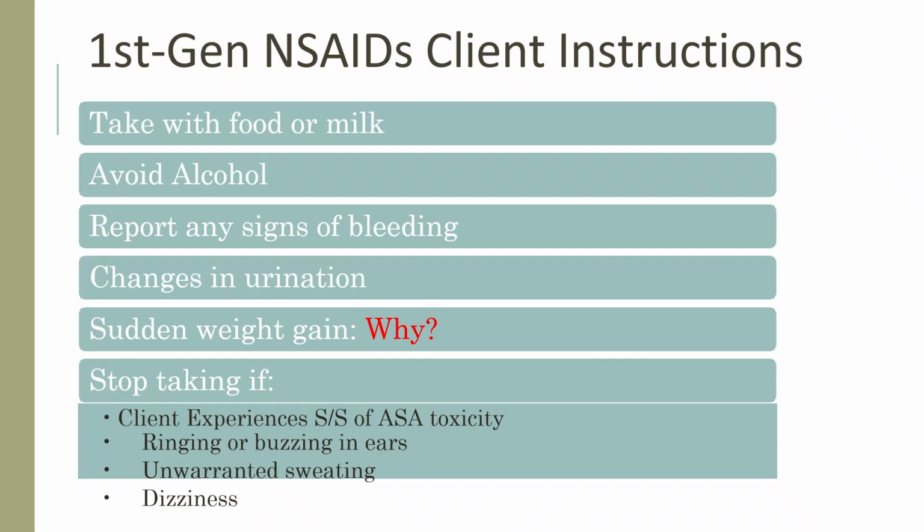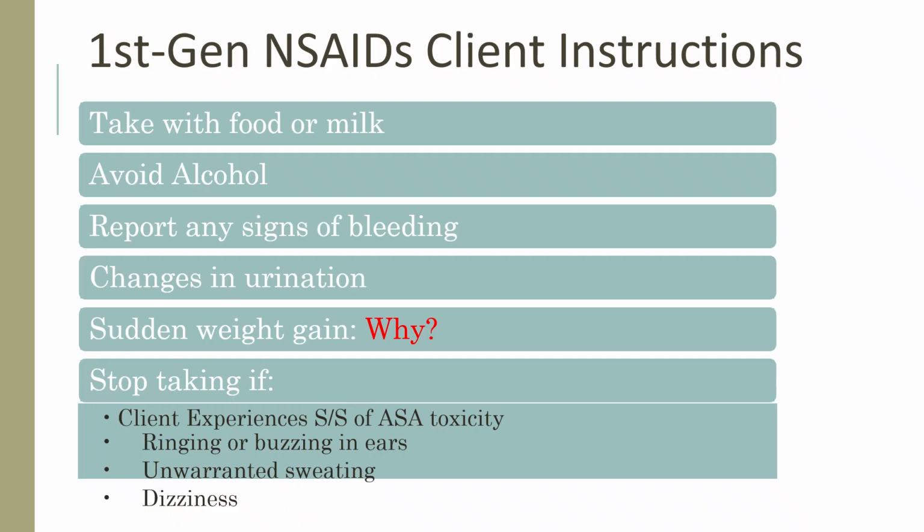You need to note that with first generation NSAIDs, it needs to be taken with food or milk, hence the irritation of the stomach lining. Remember, it's blocking that COX-1. Therefore, we want to make it a little bit easier for them to digest. We want to avoid alcohol. Why? Well, alcohol upsets the stomach. It thins the blood. We don't need to help that along, which leads us into reporting signs and symptoms of bleeding. Going back to the other slide, the nosebleeds, the gum bleeding, the black tarry stools.